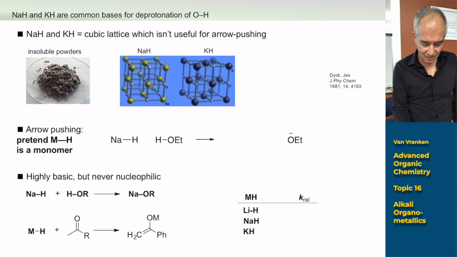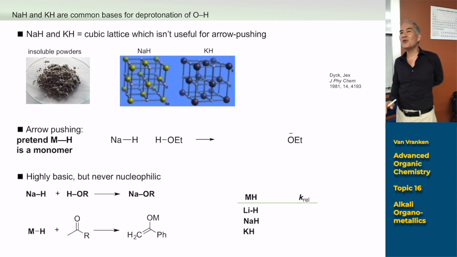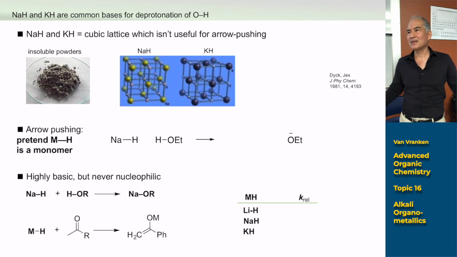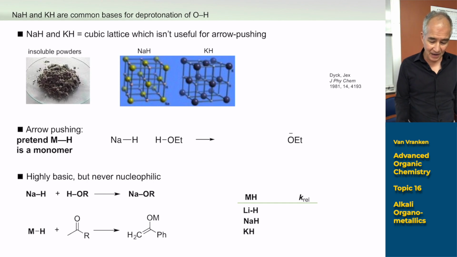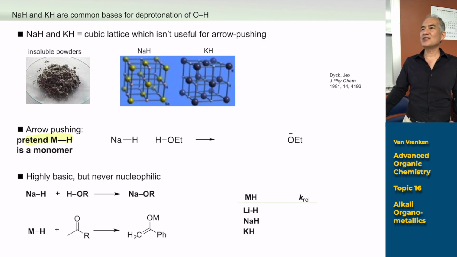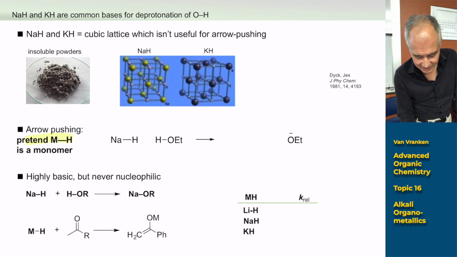These things are these cubic lattices, and there is no such thing as a sodium hydride molecule floating around on its own that is not attached to 10 million other sodium hydrides in one of these crystal structures, in one of these cubic structures. But for arrow pushing in my class, we're just simply going to pretend that they are monomers, because we cannot draw all these dative bonds and charges and other stuff. We're just going to pretend it's a monomer, and you're never going to forget that it's actually a solid and everything's occurring on the surface.